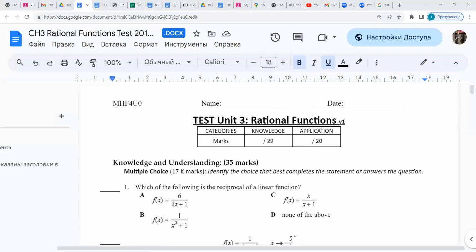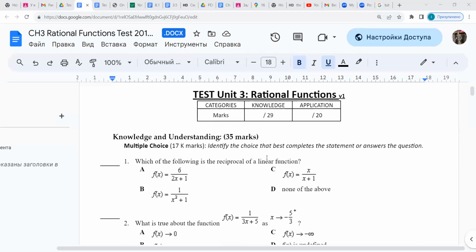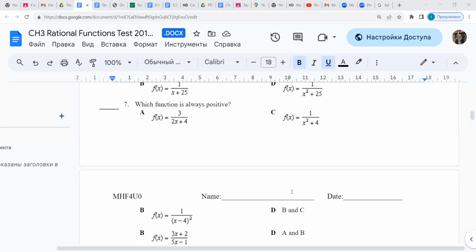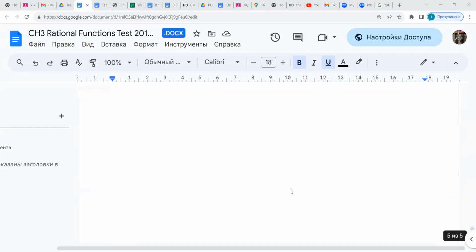Tests related to rational functions. As you can see here, this is an old version of the test that is going to be adjusted. We're going to use this as our practice test because it includes all the problems that are going to be present in your test, okay?